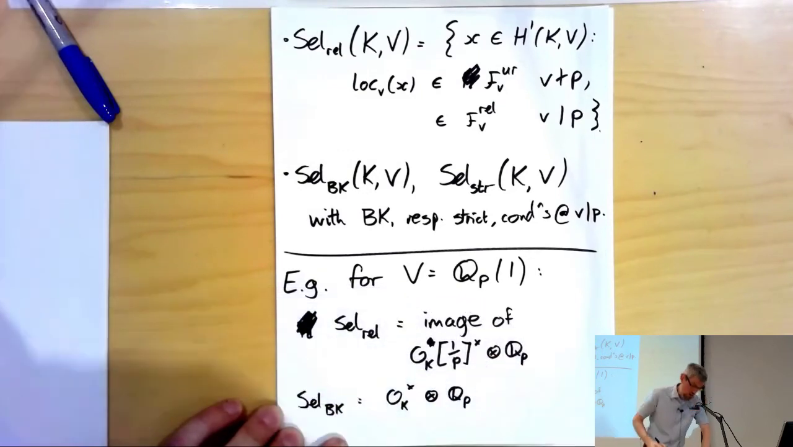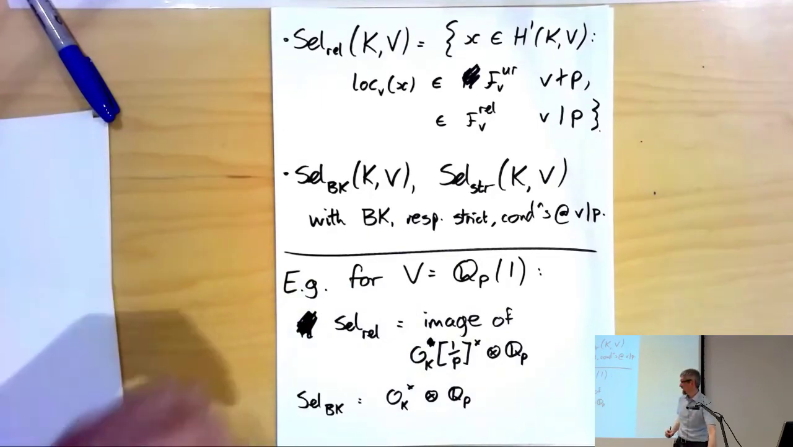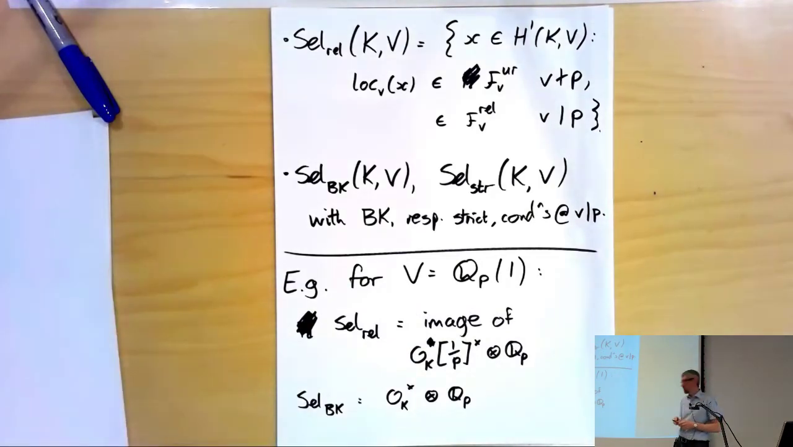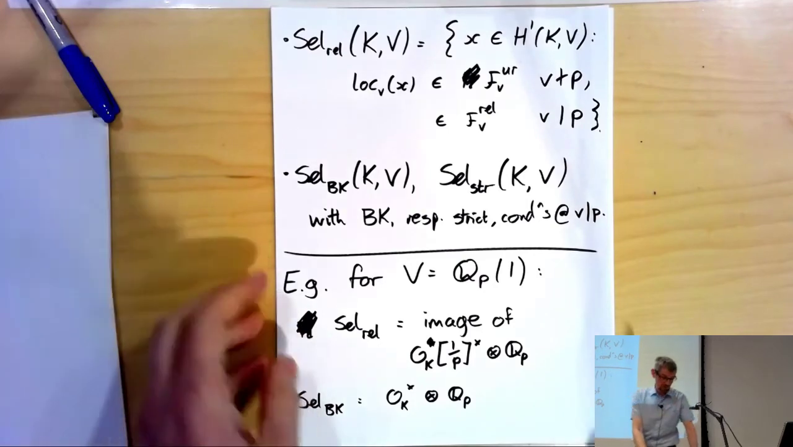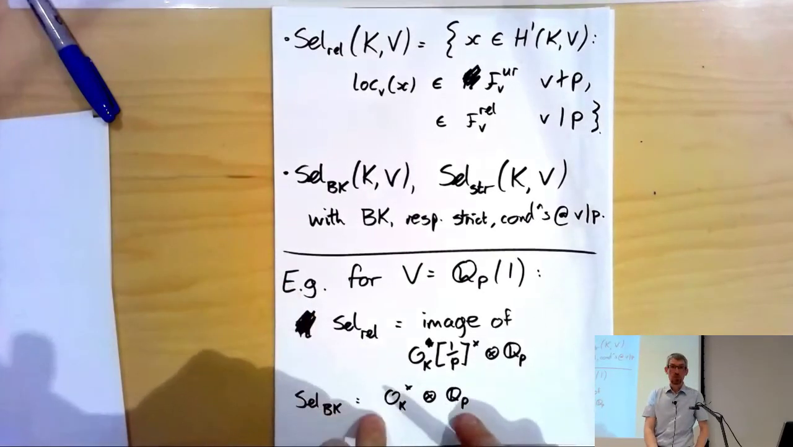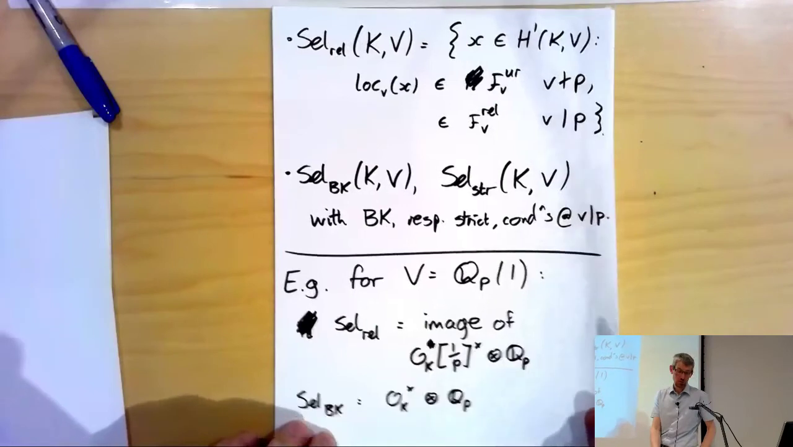But if you do the Bloch-Kato guy, you get exactly the right answer. You get clearly the thing you want to study in this case, which is the global units of K tensored up to Q_p. So the Kummer map identifies this group with the Bloch-Kato Selmer group of Q_p(1).